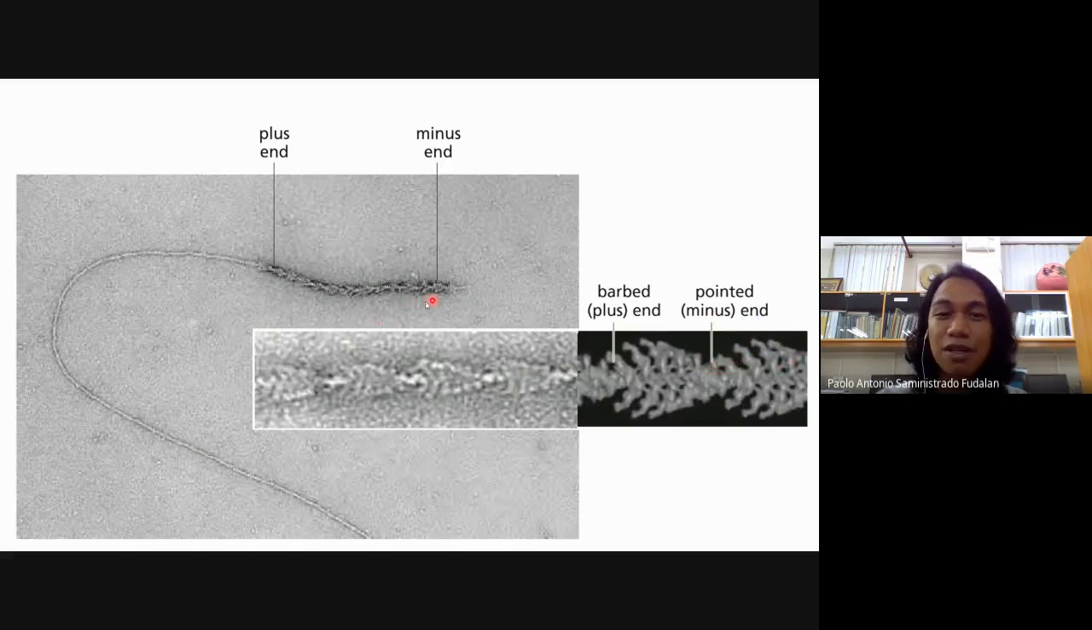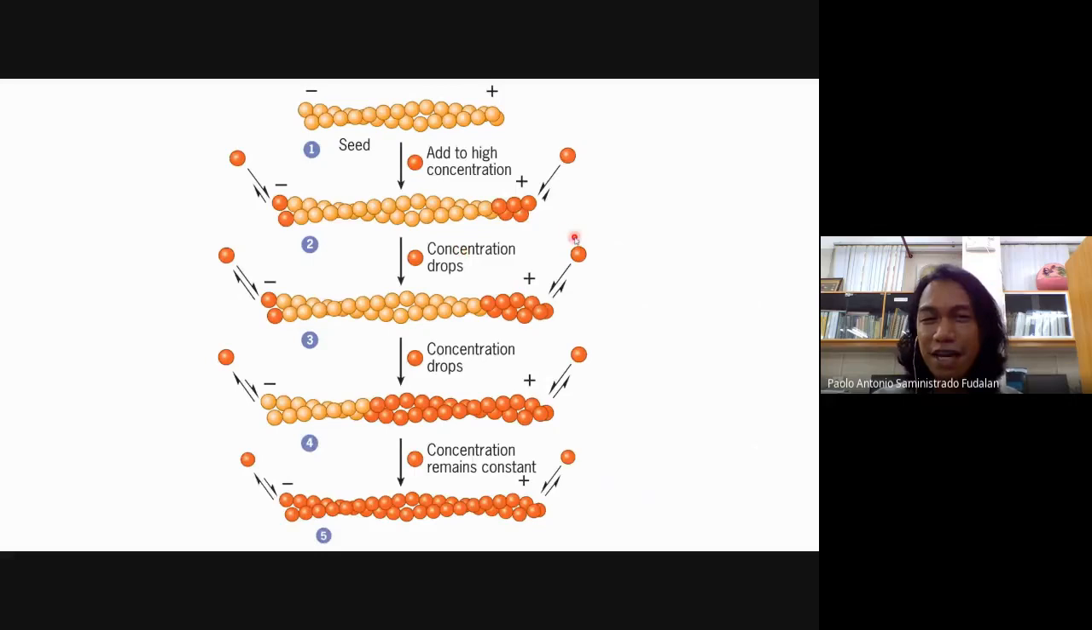Okay, so what's the difference between the growth in the microtubule and actin filament? I just mentioned that in the actin filament, it's possible to also grow in the minus end. So look at this, it can grow a little from the minus end. But in microtubules, it's really impossible to do that. It's only the plus end. So the detail of that is this one.